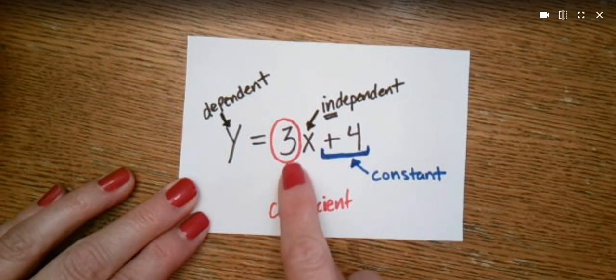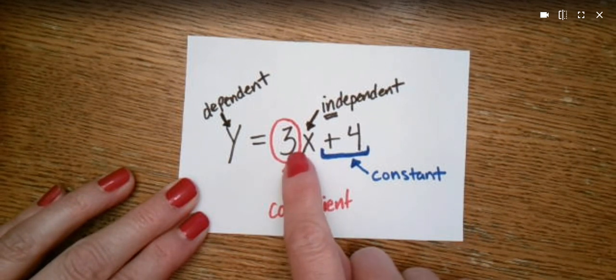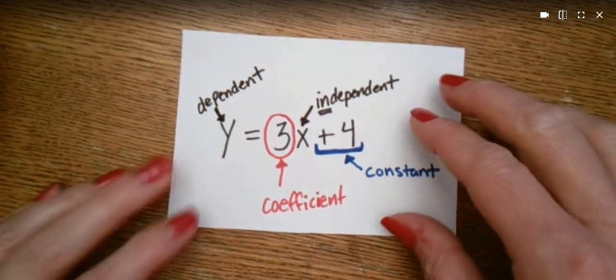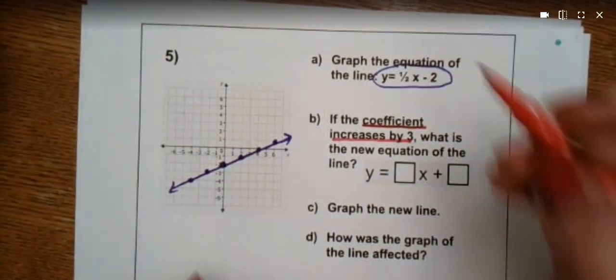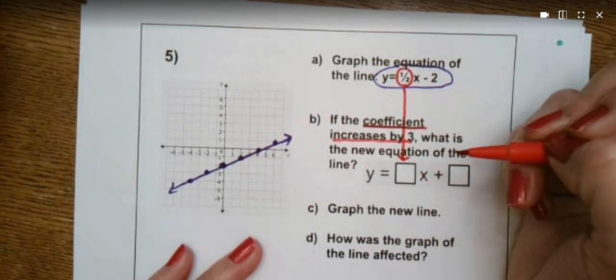Remember, coefficient, co means to come with. So that's the one that comes with the x. So the coefficient would be the number in front of the x, which happens to be the slope. So when it says that the coefficient is increasing by 3, they're talking about this right here. The slope is going to increase by 3.